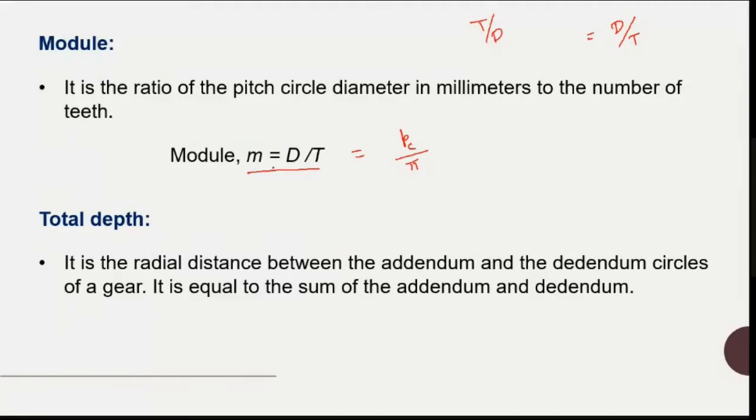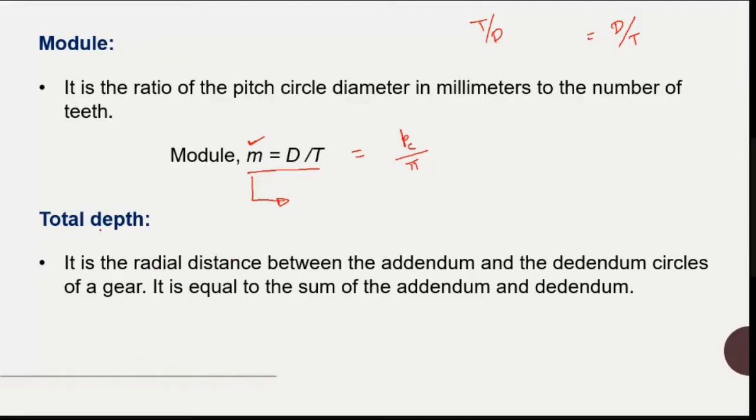If you buy any gear, it is always based on this data. They will ask you what your circular pitch is, or what the module of your gear is. So the diameter of the gear and the module of the gear are the main values required for any type of gear.